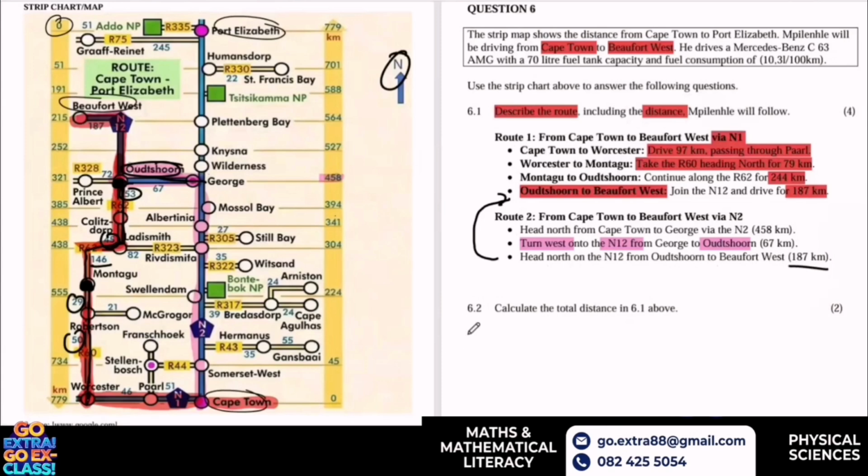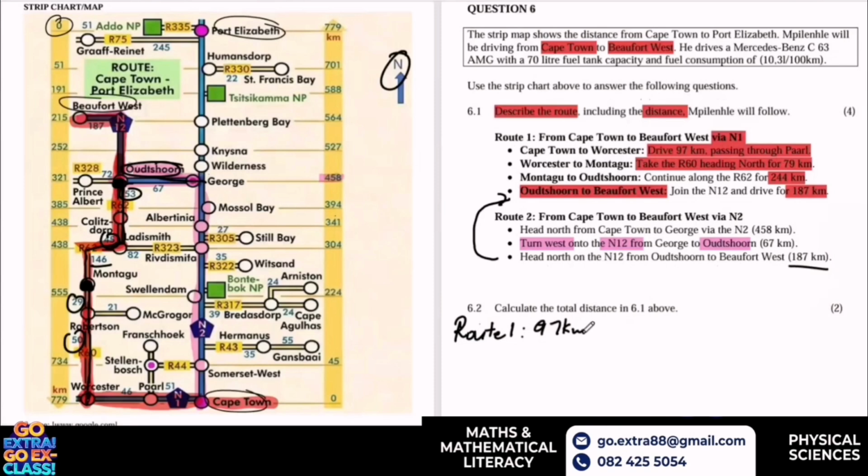Now I'm going to write it here. So we're going to say for route 1, what would be the total distance for route 1? Because I said this question has many phases, you can't just answer it directly, because there are many views and opinions about this map. So the total distance, now you're going to add all the distances. Remember, in this question, it says you must indicate the distances. So you're going to add all the distances that you have mentioned above.